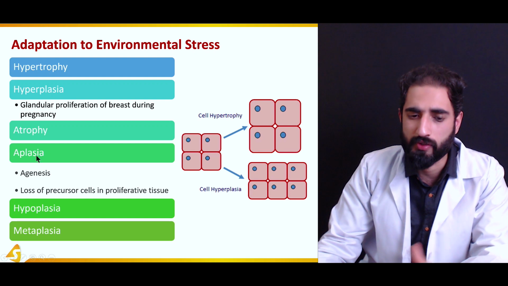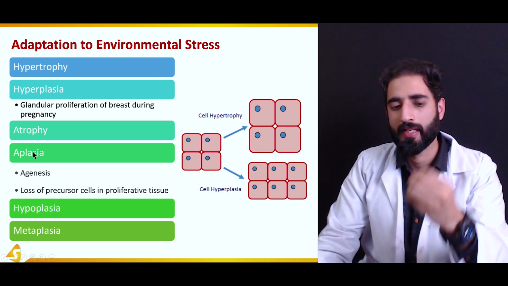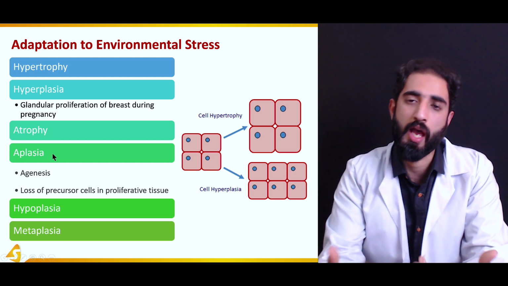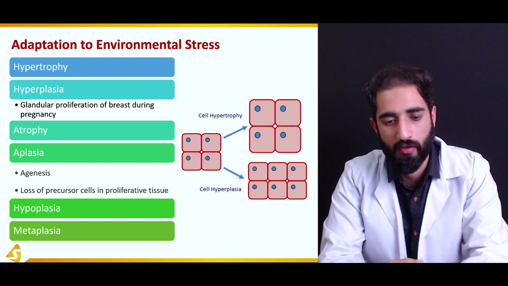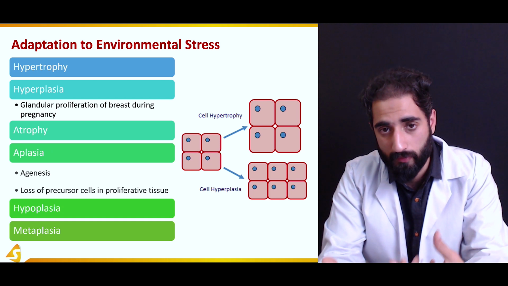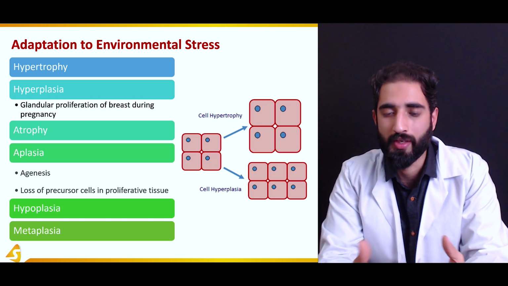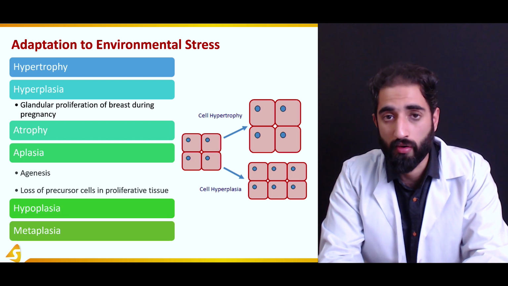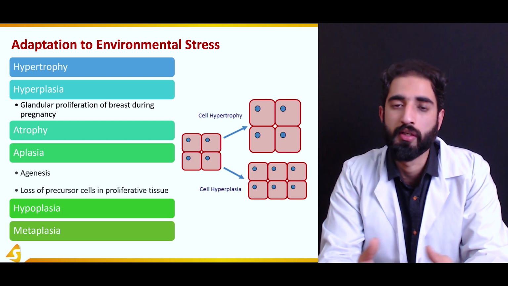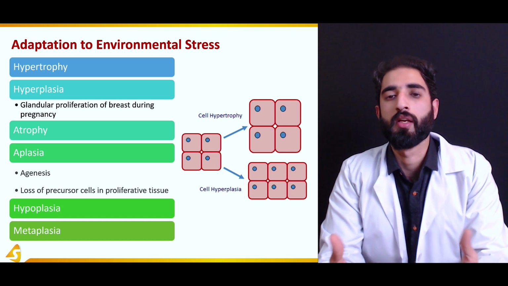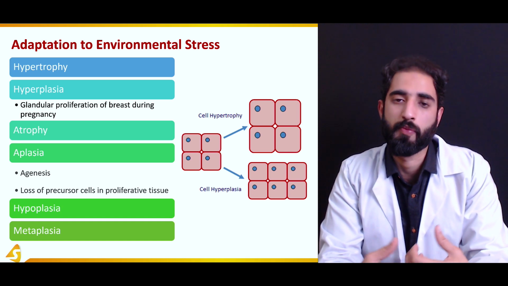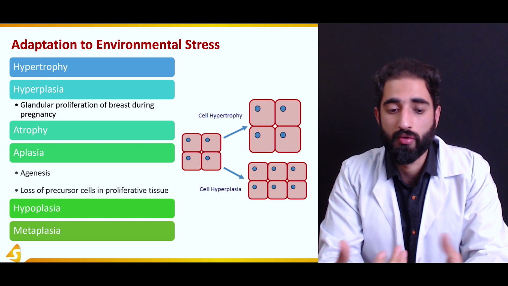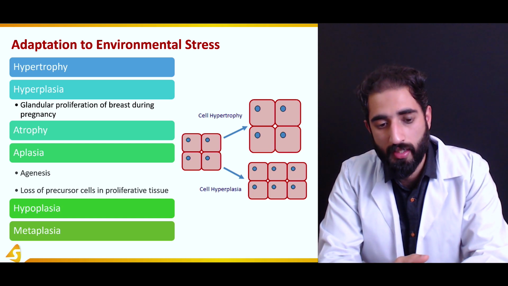Aplasia, as the name shows, means absence of something. So in the embryological stage, or during the growth of the embryo, if there's aplasia, that may result in agenesis of an organ or a structure, like individuals who do not have a proper limb, or the absence of a limb. That is an example of agenesis.